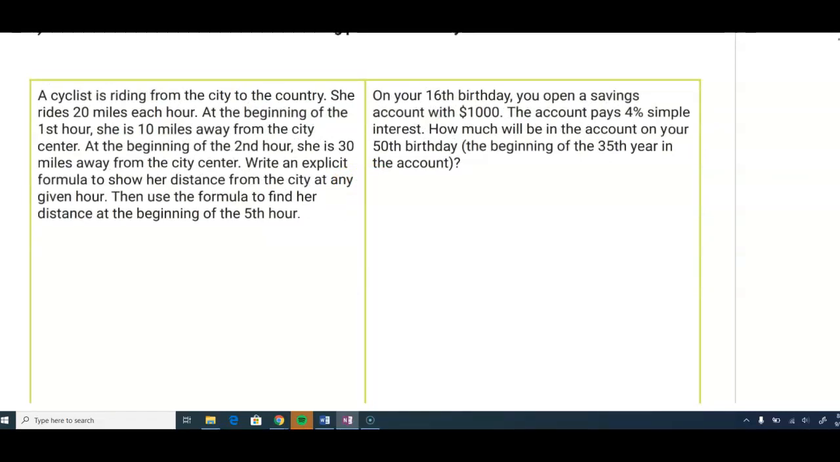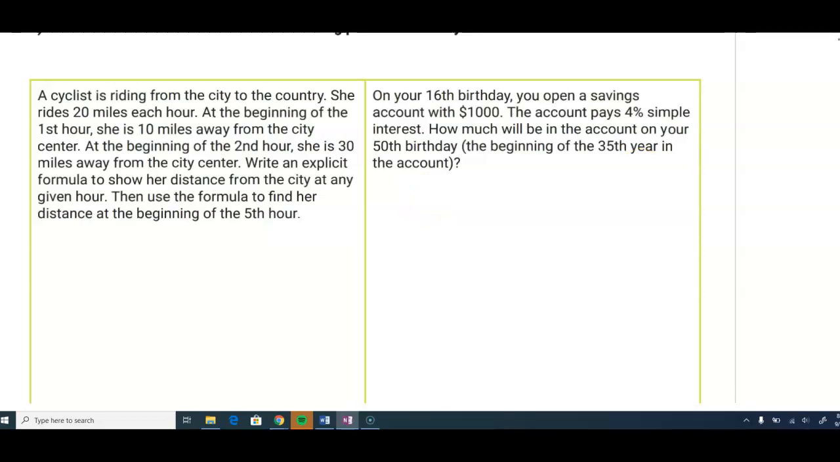So let's take a look at a few examples here. It says here, a cyclist is riding from the city to the country. She rides 20 miles each hour. At the beginning of the first hour, she's 10 miles away from the city center. At the beginning of the second hour, she is 30 miles away from the city center. Write an explicit formula to show her distance from the city at any given hour. Then use the formula to find her distance at the beginning of the fifth hour.